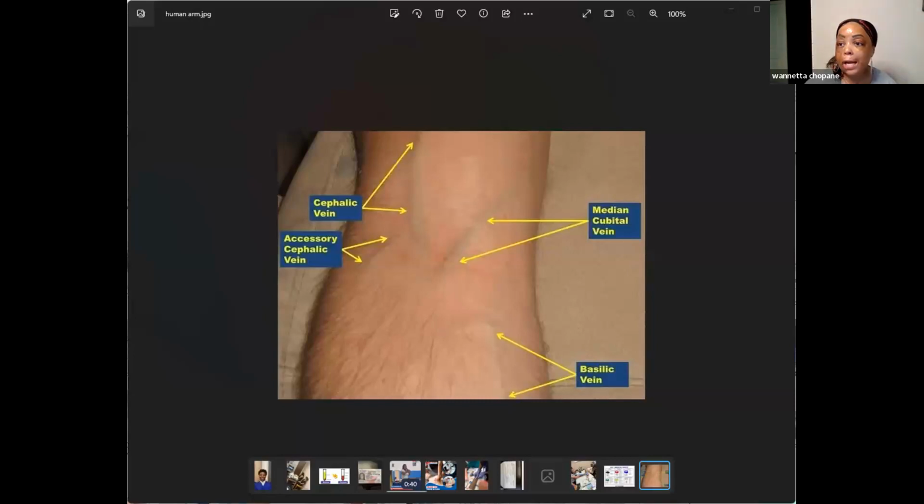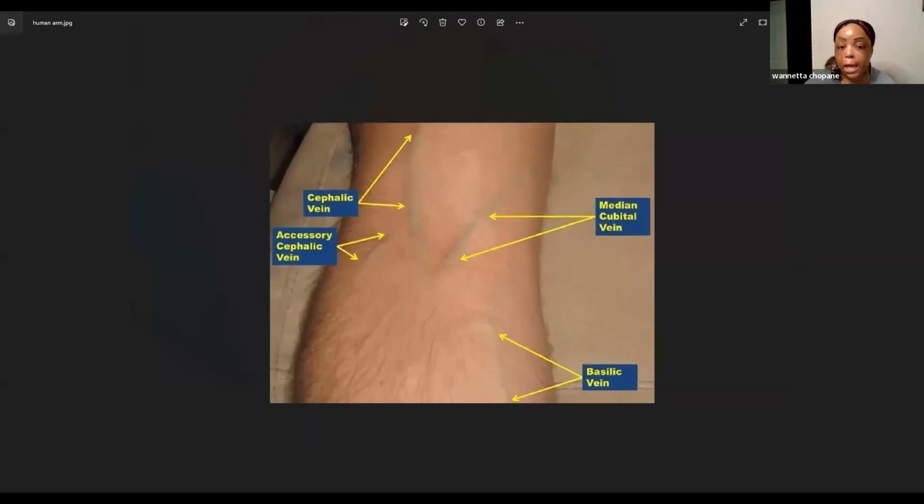All right, so right now what I have showing on my screen is a picture of a human arm. You see these veins right here? Now, this is being recorded, but you also have it in your book. Remember, you have a whole textbook. So I need you to get yourself familiar with the veins.